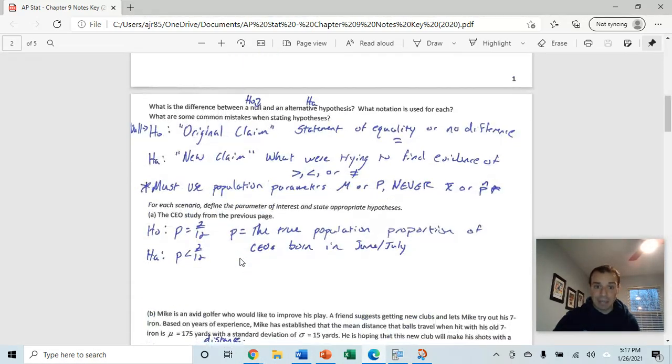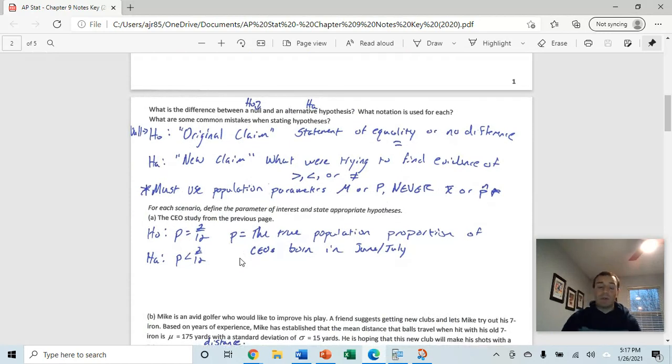But let's continue on. So when we're creating these studies, at the end, we have these two hypotheses that are referred to as the null hypothesis and the alternative hypothesis. We label the null hypothesis as H sub 0. H sub 0 is our null hypothesis. We label the alternative hypothesis as H sub A.